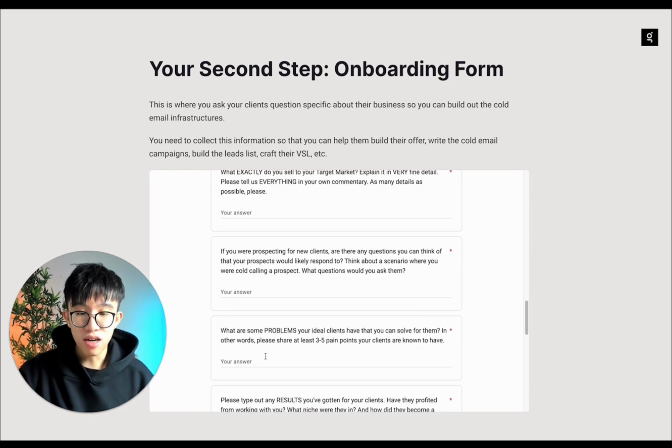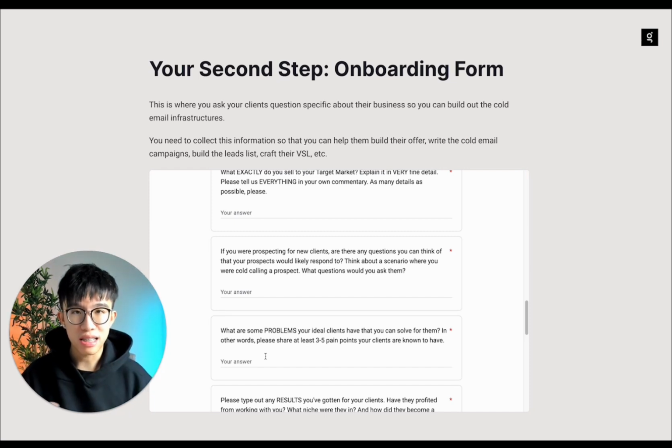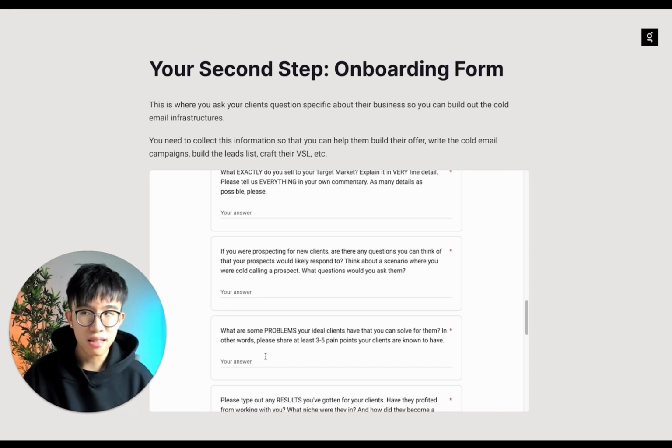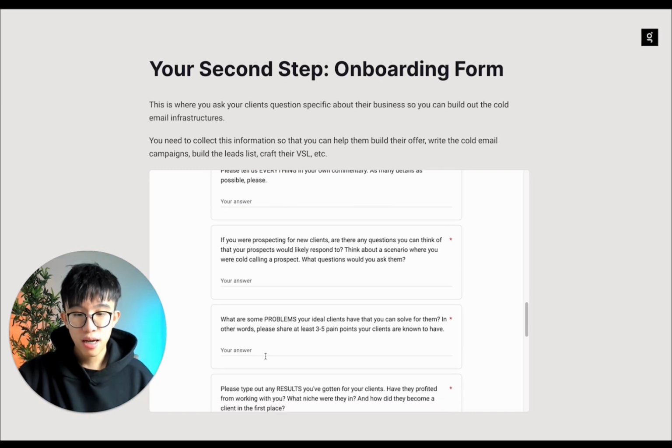After that, we want to understand what are some problems of your ideal clients that you solve for them. If, again, you're selling SEO as a service, why would they want SEO? Is it because maybe they don't exist on Google right now? Is it because they just don't have that brand awareness? They have poor sales conversions from their websites. What are the problems and what does your service solve in relation to those problems? So we're trying to get that information.